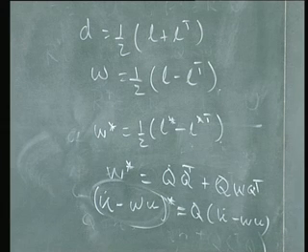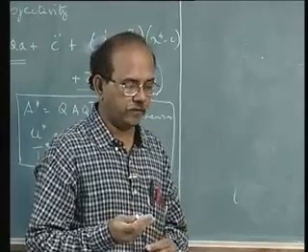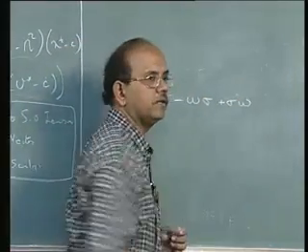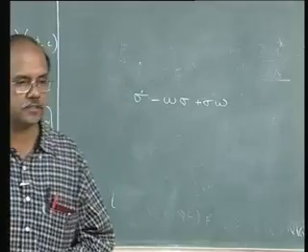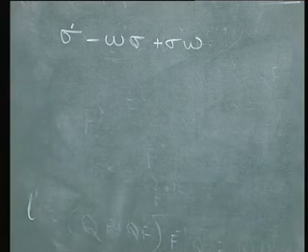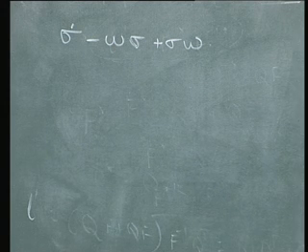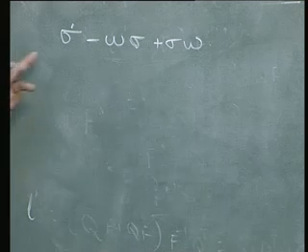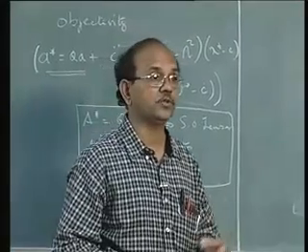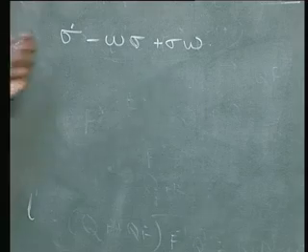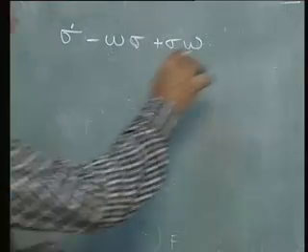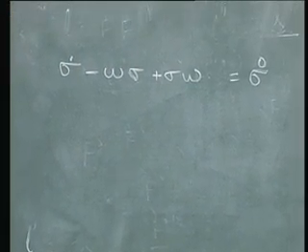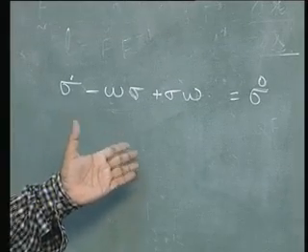Let us take now, as I told you, a combination of certain quantities. Let us take, for example, sigma dot minus w sigma plus sigma w. It is not very difficult to check whether this is a frame indifferent quantity or not. This quantity is used in the constitutive equations as a rate quantity instead of sigma dot, and is usually denoted by sigma with a circle on top. You check that. It's very simple to check.